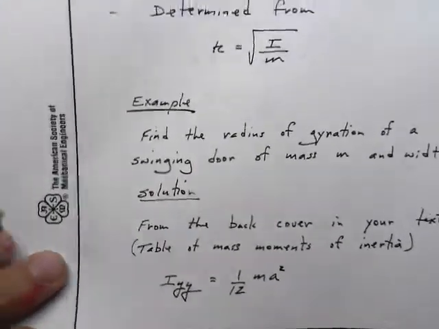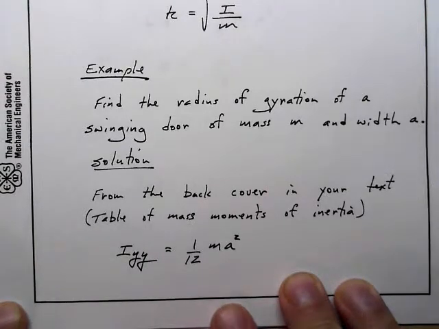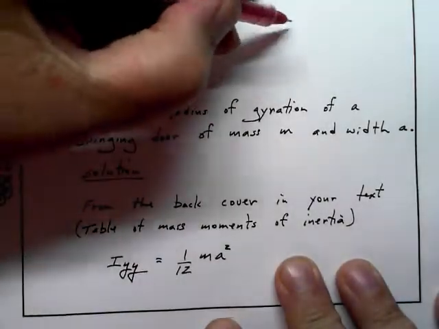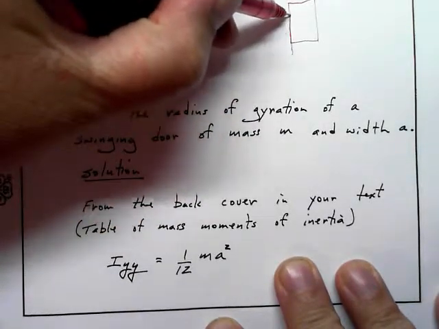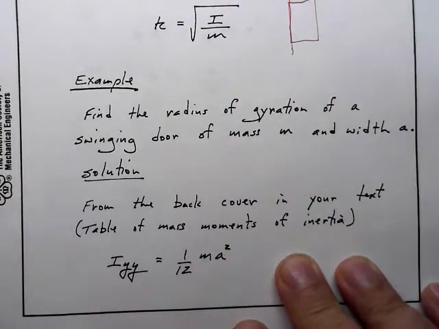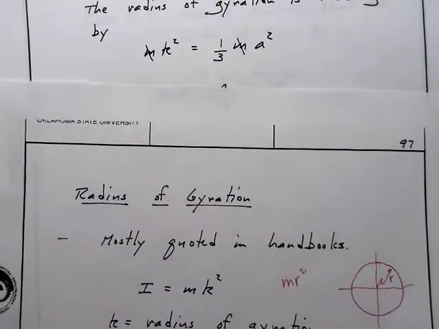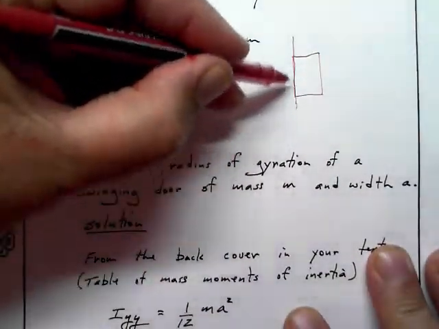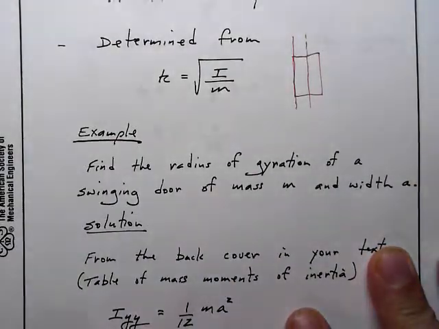Let's take a look at the idea of radius of gyration and parallel axis theorem. Find the radius of gyration of a swinging door of mass m and width a. So a swinging door is a rectangular plate, and that swinging door would be swinging about an edge. We could have a mass moment of inertia about the edge. We could have mass moment of inertia about an axis parallel to it that passes through the center of gravity.